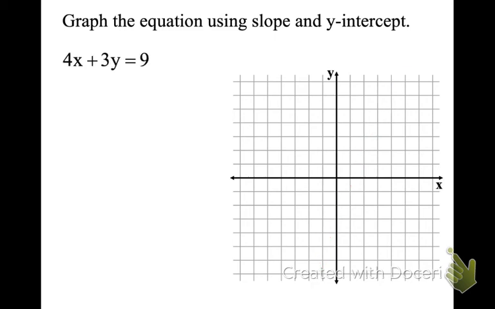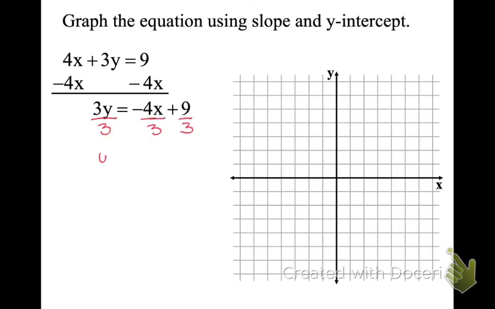Okay, try the next one. Get y alone first. Go. Now check your work. Subtract 4x. Now we're going to divide all terms by 3. And we get y equals -4 over 3x plus 3. M equals -4 over 3, and b equals 3.